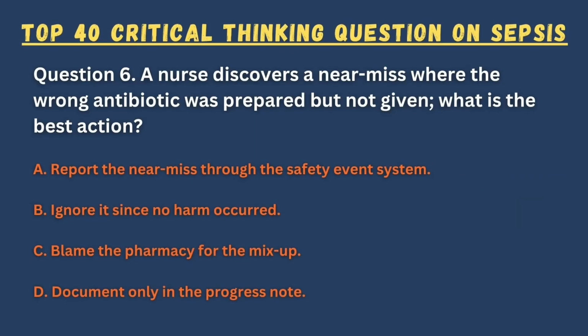D. Question 6. A nurse discovers a near miss where the wrong antibiotic was prepared but not given. What is the best action? A. Report the near miss through the safety event system. B. Ignore it since no harm occurred. C. Blame the pharmacy for the mix-up. D. Document only in the progress note.